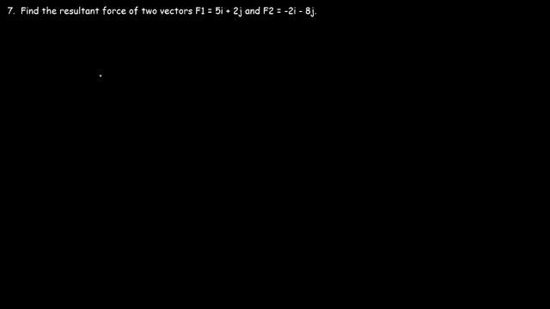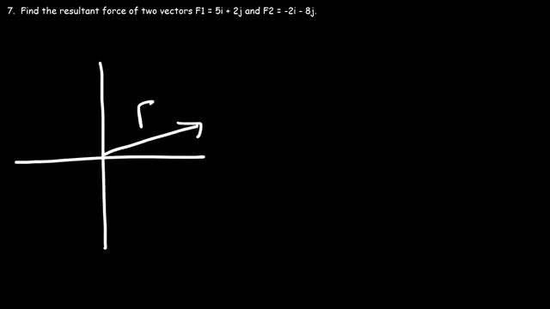Now let's begin. Let's graph the vectors, or at least a rough sketch of it. So the first force vector, F1, is going to be going in this general direction. It has an x component of 5 and a y component of 2. Now F2 will be going towards quadrant 3. We need to travel 2 units to the left and down 8 units. So we could say that for the most part it's going in this general direction.